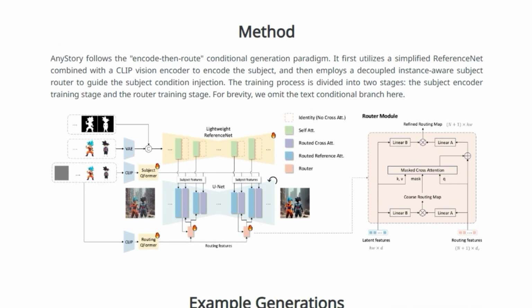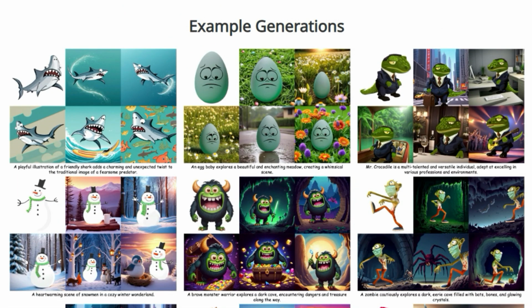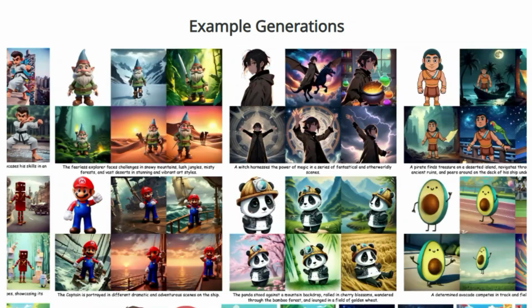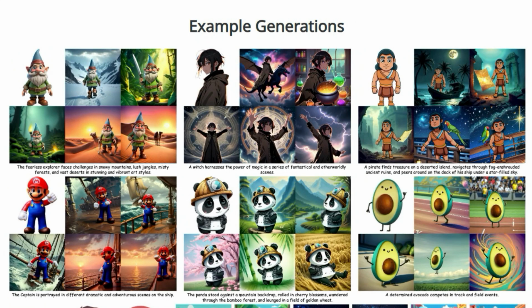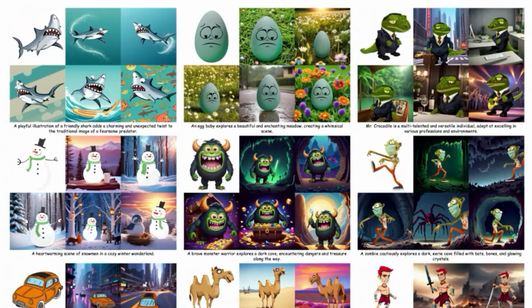AnyStory follows an encode-then-route paradigm. First, it encodes the subject using a ReferenceNet, combined with a CLIP vision encoder, to capture subject features with high fidelity. This encoder creates a detailed representation of the subject. Then, a decoupled instance-aware subject router is used to guide the injection of subject conditions. This router perceives and predicts the location of the corresponding subject in the latent space, which allows for accurate placement of the subjects in the generated image.